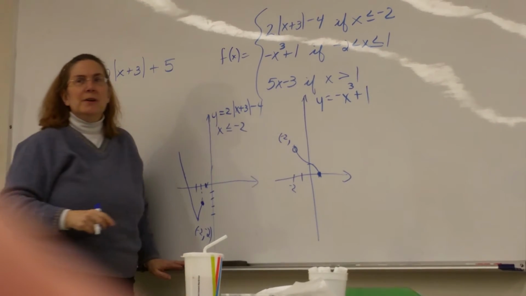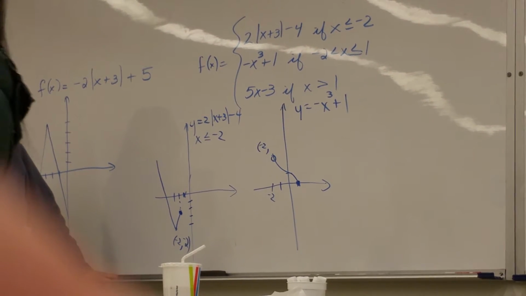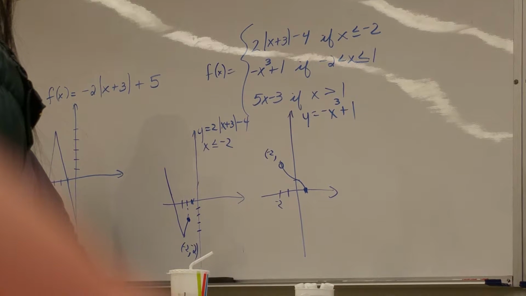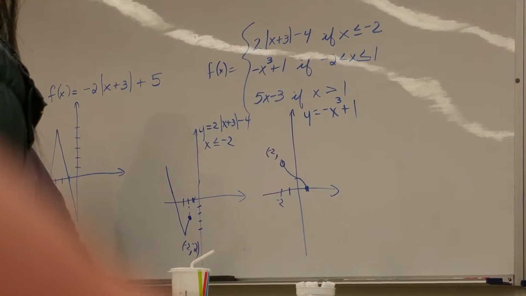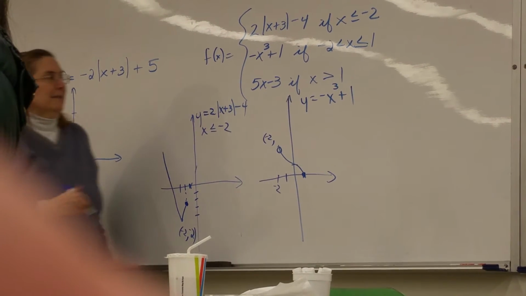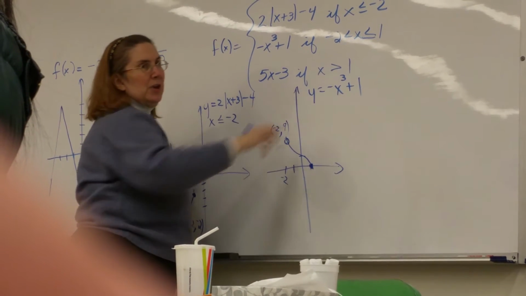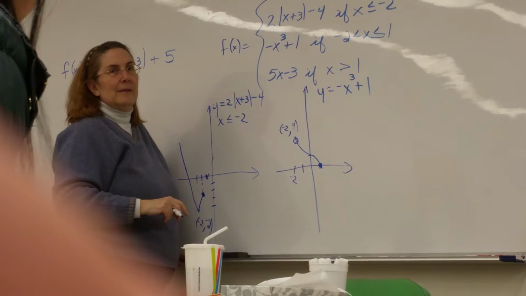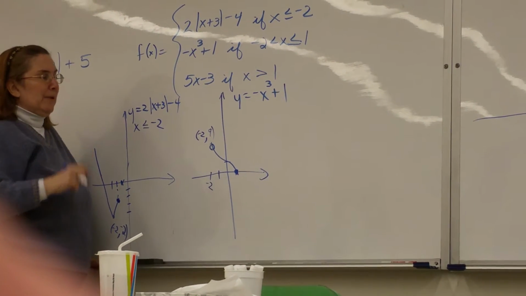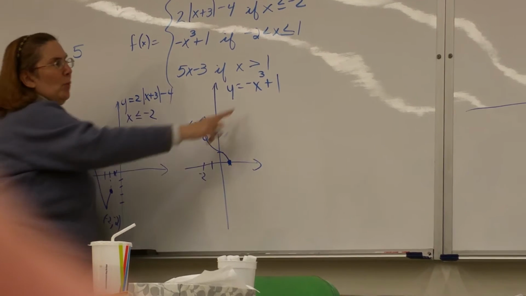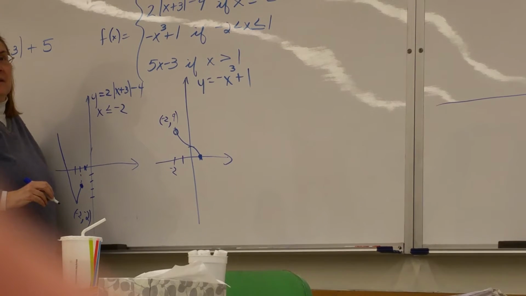At negative 2, what point are we at? 9. How'd you get that? Well, what's negative 2 cubed? Negative 8, and then take the opposite of it, so it's positive 8. Plus 1 is 9. All right, at 1, where are we at? 1 cubed, 1. Negative 1 plus 1 is 0.